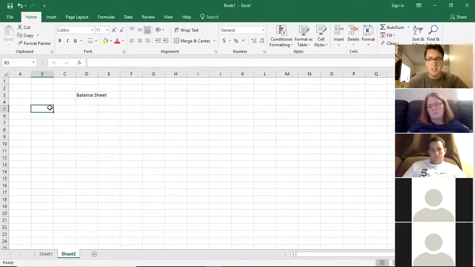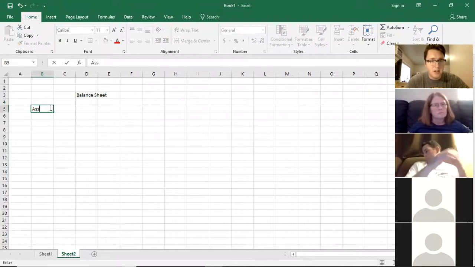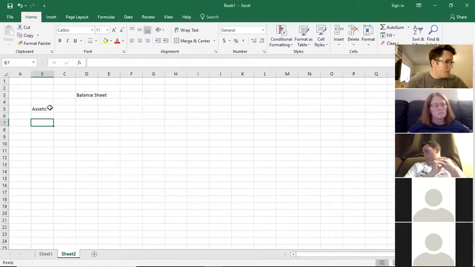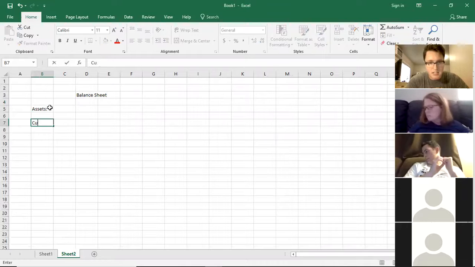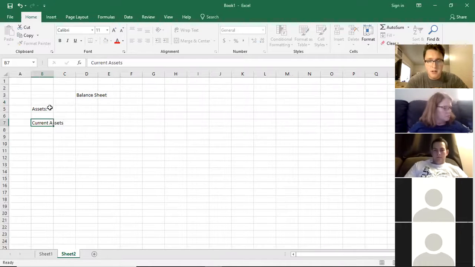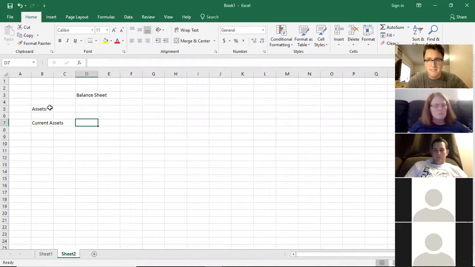So our balance sheet, the first thing we're going to do is our assets. You always start with current assets, okay? Current assets, can anybody tell me what those are? Cash or things that convert to cash in less than one time period, usually a year. Right. Things that are cash or will be cash within one accounting period, and that's most often 1 year.